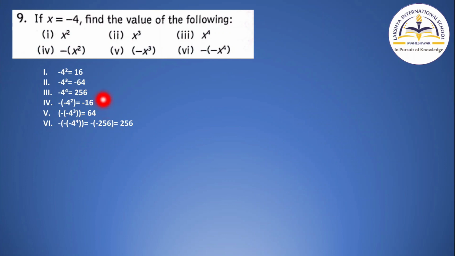Now question number 9, x equals minus 4. So find the value of the following. x square: minus 4 into minus 4. What will be the answer? 16. Now x cube: 4 into 4 into 4 with minus sign, the answer will be minus 64. Now x power 4, so 256. Now here you have to put minus sign because it is outside the bracket. Now the other questions are solved the same way.